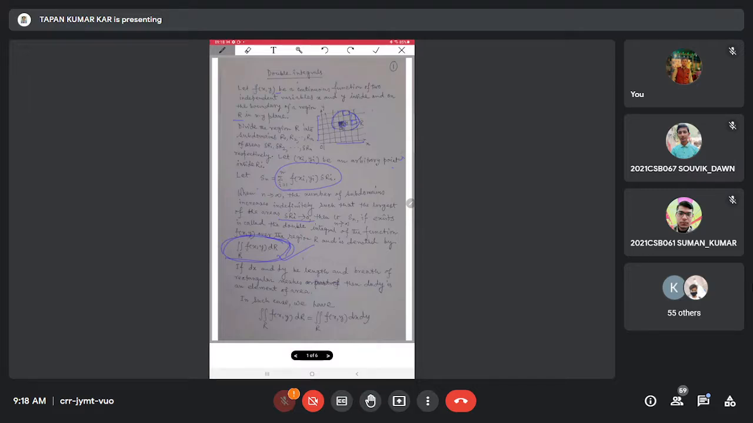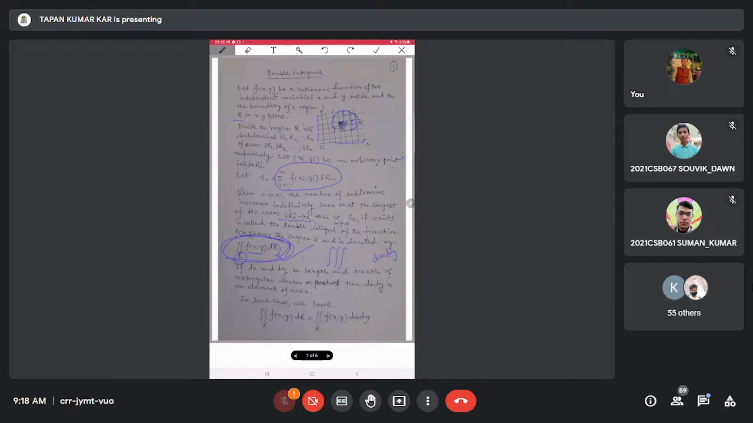This is the symbol of the double integral. If it is a triple integral, then this one. And this integral is done over the region R, that's why it is written R. Which function is integrated over the region R? f(x,y). And dR means elementary area, as you consider dx in the case of a single variable, and here it is considered as dx dy.